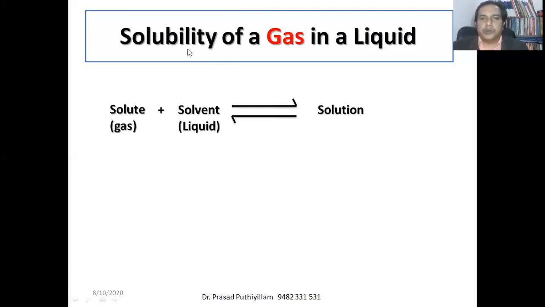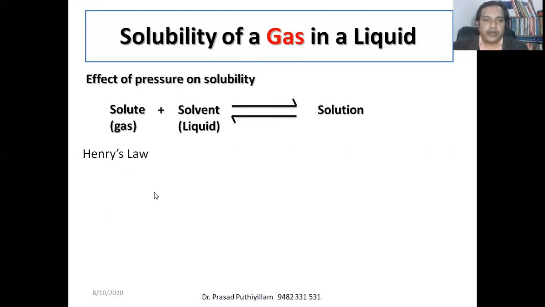Now we'll see the solubility of a gas in liquid, that type of example. First we take the pressure. So here solute is gas, solvent is liquid, undergoes dissolution, dynamic equilibrium is reached. It can be explained with Henry's law.